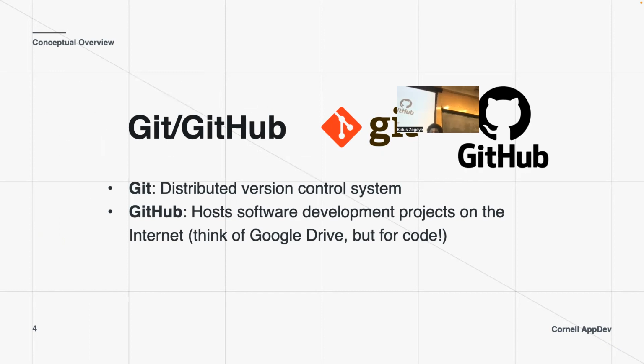All right, so Git and GitHub seem like pretty similar things, but they're very different. Git is the actual version control system that allows you to work with code and commit it to your history, while GitHub is a website that allows you to collaborate on a code base with other people. So it's like a remote version of Git.